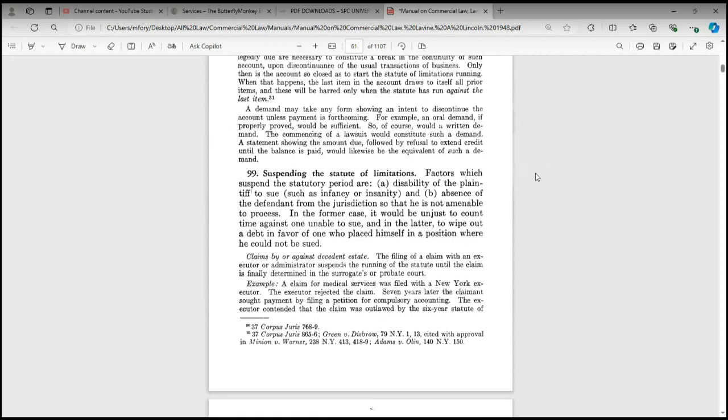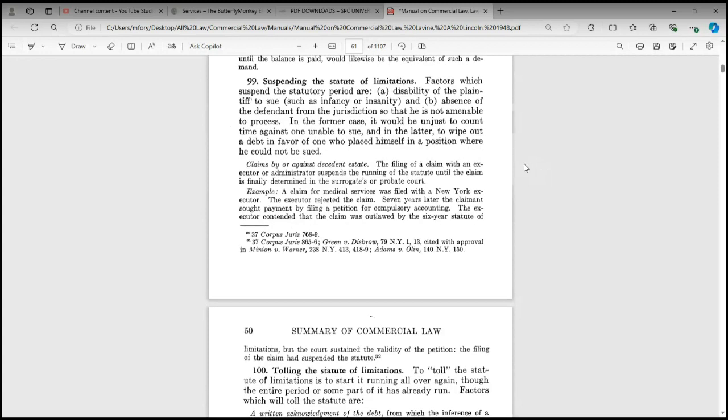A demand may take any form showing an intent to discontinue the account unless payment is forthcoming. For example, an oral demand, if properly proved, would be sufficient. So, of course, would a written demand. The commencing of a lawsuit would constitute such a demand. A statement showing the amount due, followed by refusal to extend credit until the balance is paid, would likewise be the equivalent of such demand.